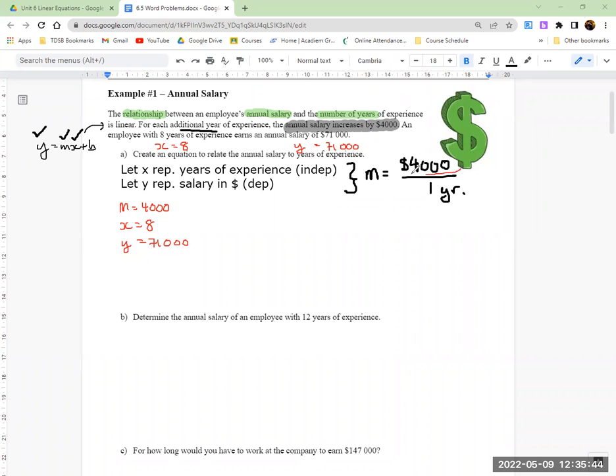Your salary will go up by 4,000 for every 1 year. Okay. Correct. Theo, stop being a jerk.